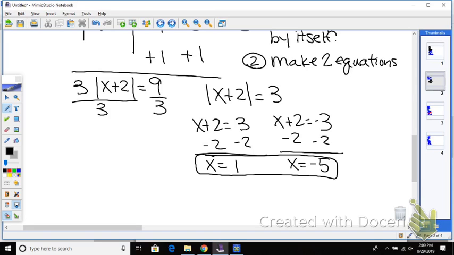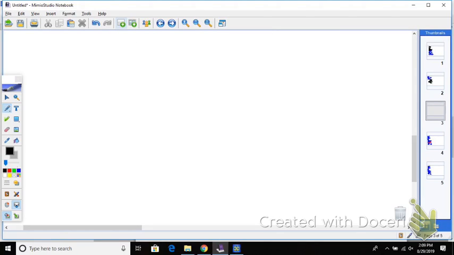All right, you ready for inequalities? I bet you can do inequalities if you can do equations. Just saying. Let's start with an easy one. Absolute value of 2x minus 1 is less than 5.